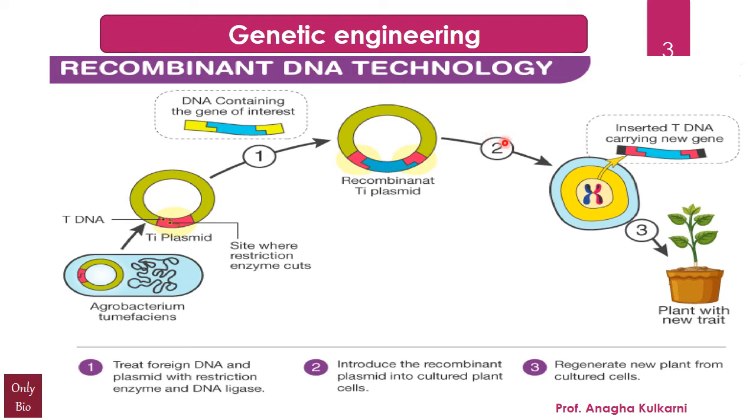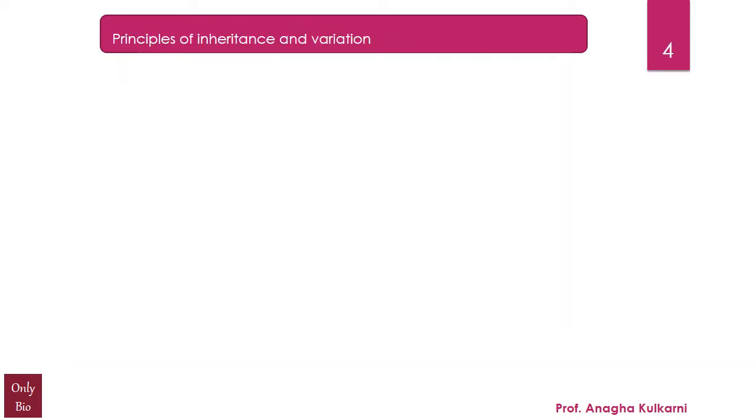We introduce this recombinant TI plasmid into the plant cells which have been cultured. So, during culturing, the introduced or the desirable gene can be introduced into the plant. So, the plant thus grows, showing up the new trait which was controlled by the introduced gene. Hope you understand this.